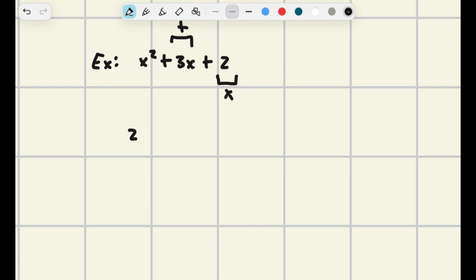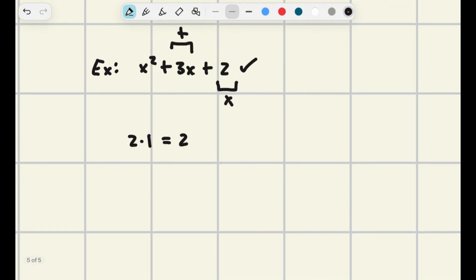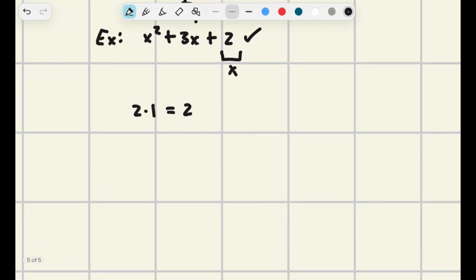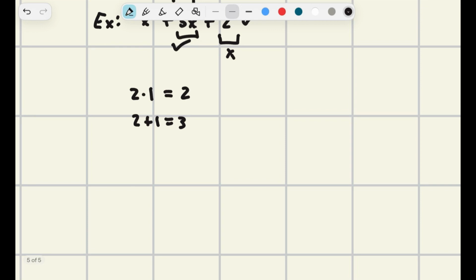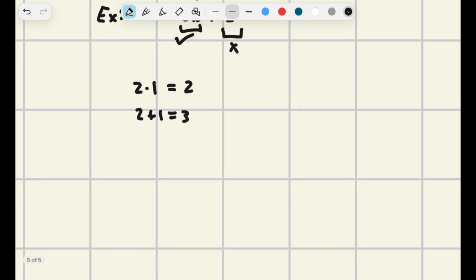Let's see. 2 times 1 gives us 2. So that works. It multiplies to our third term. But do those two numbers add up to our second term? 2 plus 1 equals 3. It does. It adds up to our second term. So that's also right. That means our two factors are 2 and 1. So we'll get our brackets.